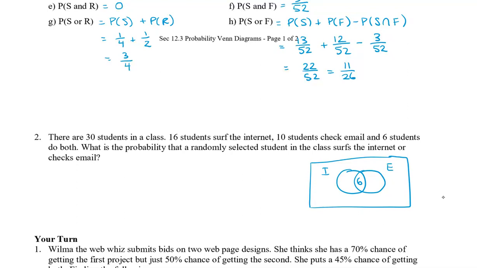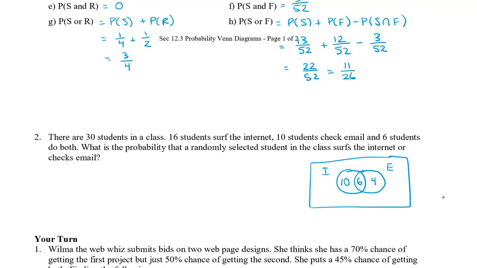And then we can go back to read the rest of the sentence. 16 students surf the internet. Since 16 surf the internet, 6 are already counted for in the middle. So therefore, 16 minus 6 is 10 for this left part, where they only surf the internet. And then 10 students check email. Those 10 students include the 6 that are already in the middle part here. So 10 minus 6, 4 exclusively only check email.